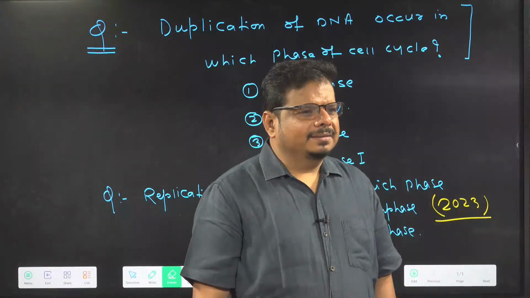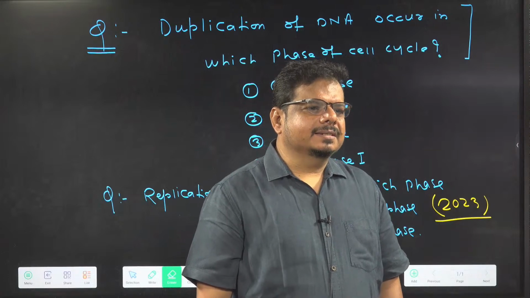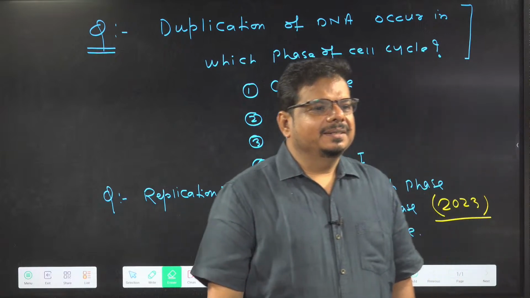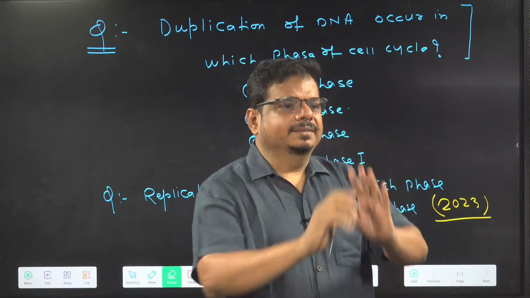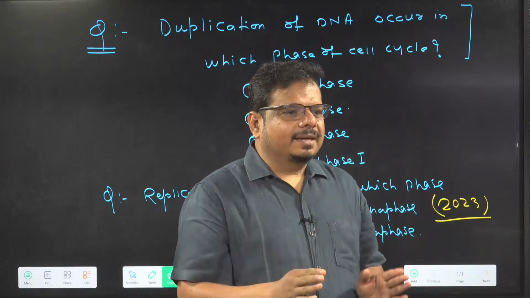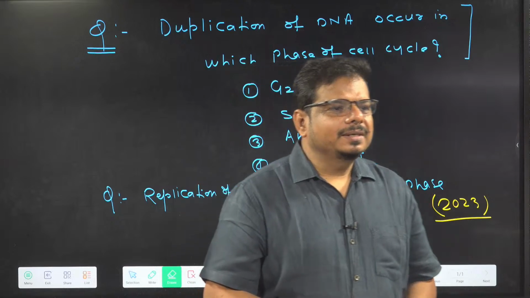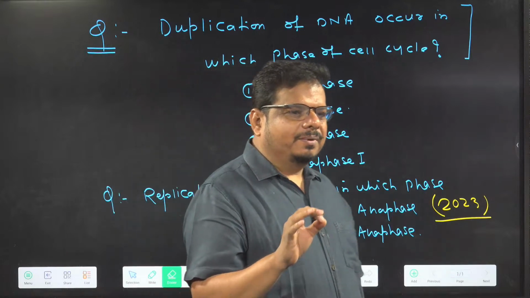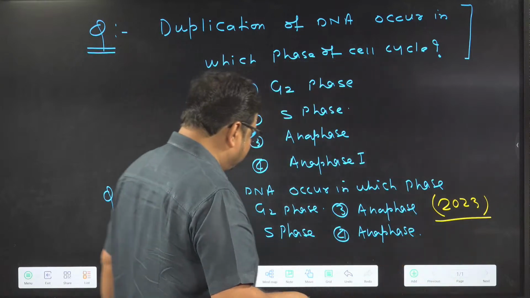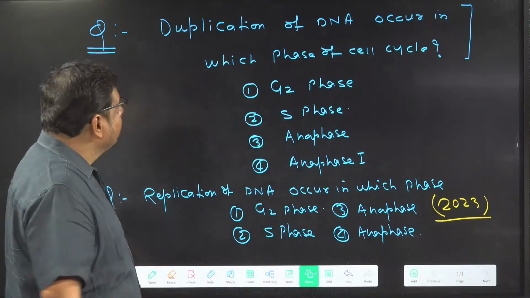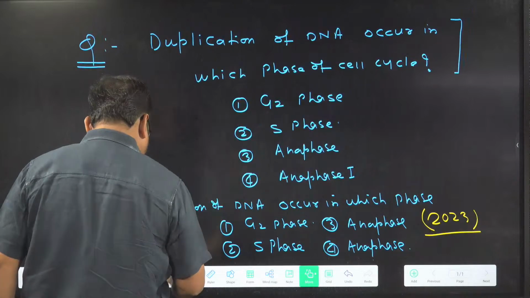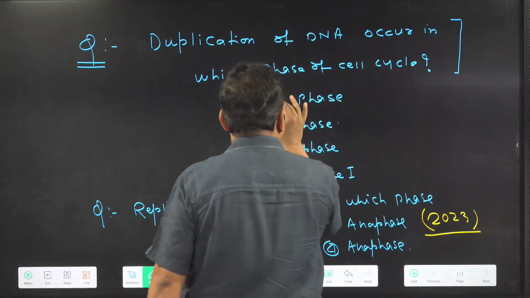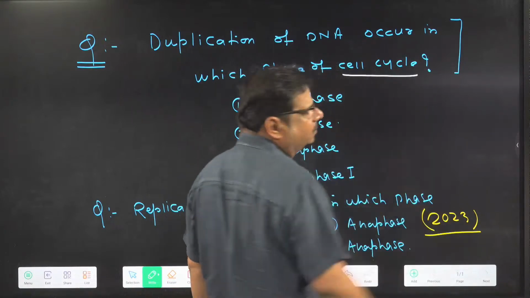So as I committed, in this class we discuss some of the very important and basic terminology where students usually struggle. And definitely trust me, after this class you will not struggle. So listen very carefully. Ask your question where you are finding certain difficulty. So I am starting the story with a question. And the very first question I wrote here on the board is, duplication of DNA occurs in which phase of cell cycle? This is the very first question I have written.